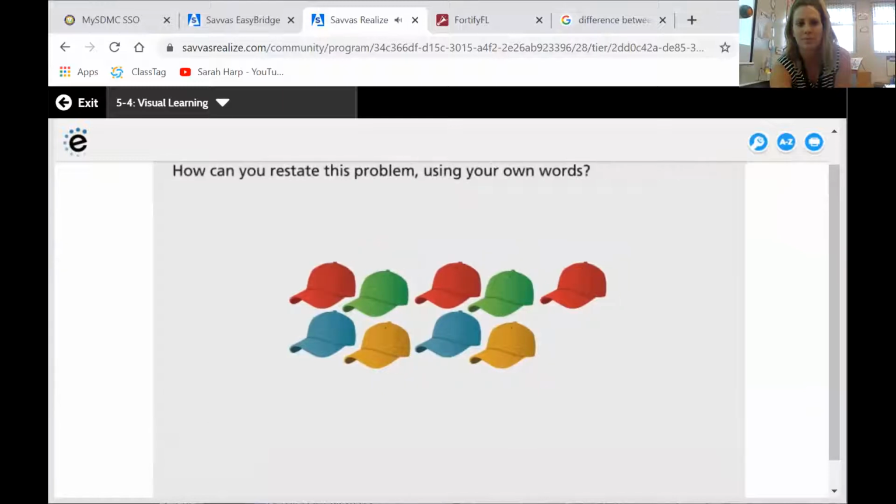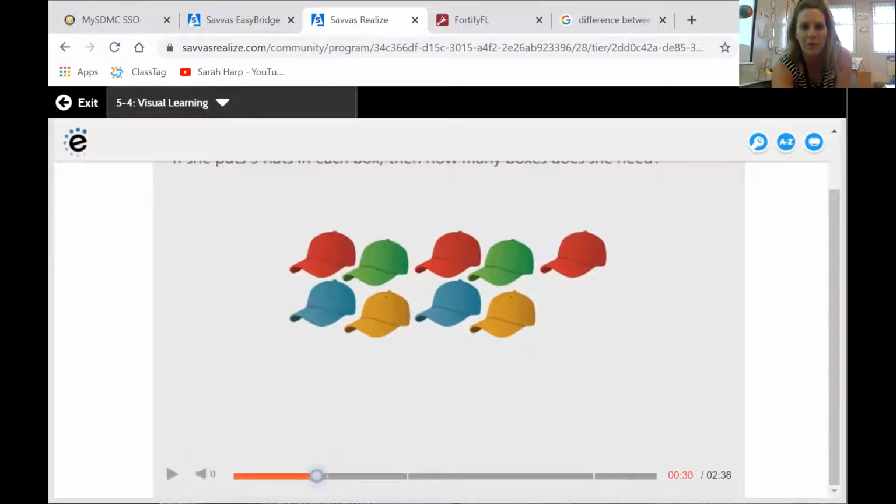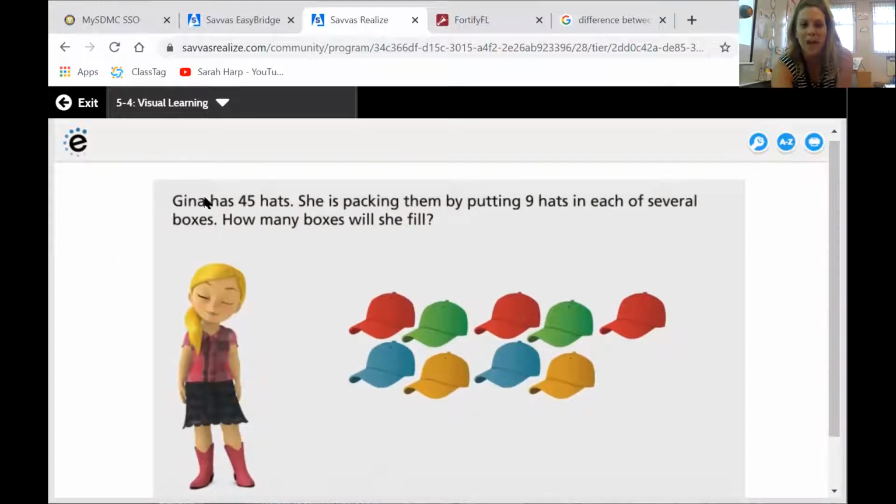How can you restate this problem using your own words? All right, so I want you to think about, let's go back for a minute. I want to show you the word problem again. So we have 45, she starts with 45. She is packing them by putting 9 hats in each of several boxes. So each is that keyword, but remember how we said each could be multiplication or division? What do you think we're going to do here? If she starts with 45 hats and she is packing them, each box has 9 hats. Do you think you'd multiply or do you think you'd divide? Have that in your head, okay?